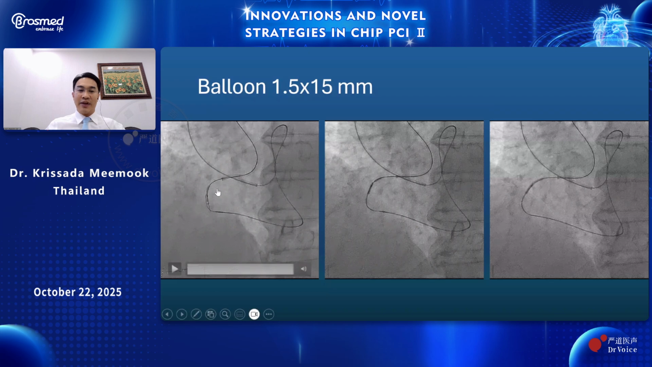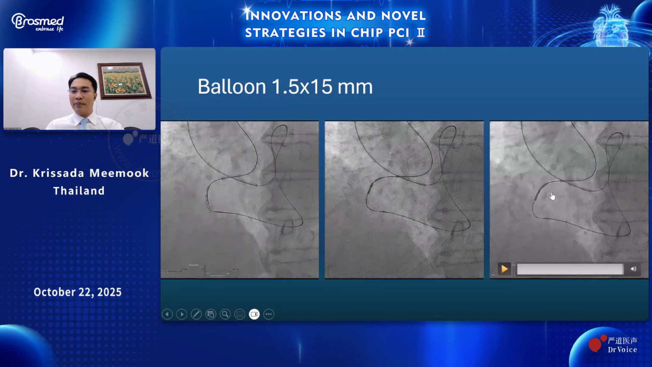After that, we can cross with a bigger balloon, 1.5. If you look at this area, you can see even though the 0.75 crossed, it is still very fibrotic right here. The 1.5 balloon cannot be opened fully. We have to increase the pressure, but finally we can open the lesion nicely.